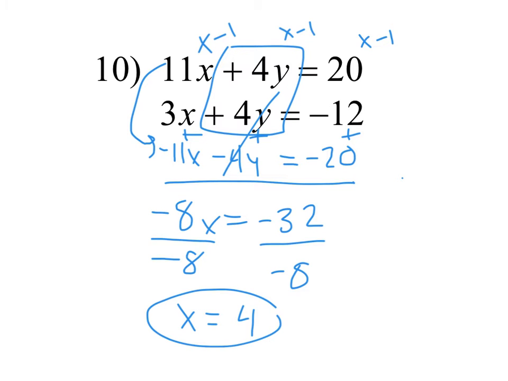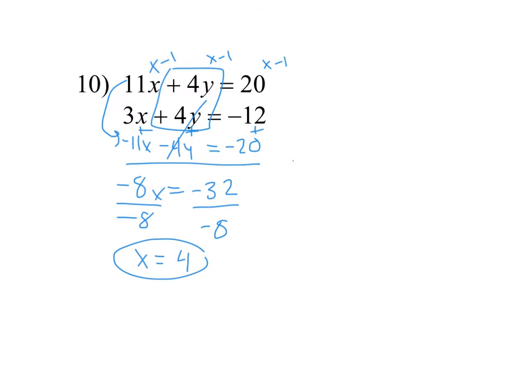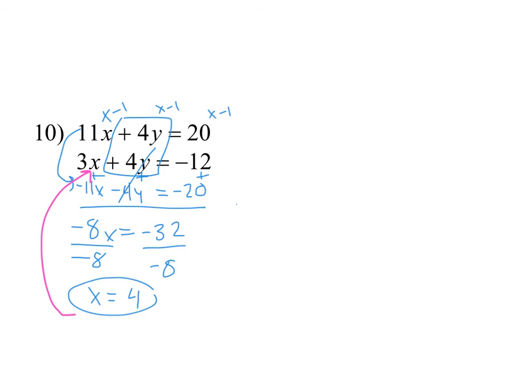Alright, we got x. Now we need to find y. What do we need to do? Plug it in. So we're going to plug it in for x. The second one looks a little bit easier, so let's just plug it into the second. So we have 3 times x, which is 4, plus 4y is equal to -12.